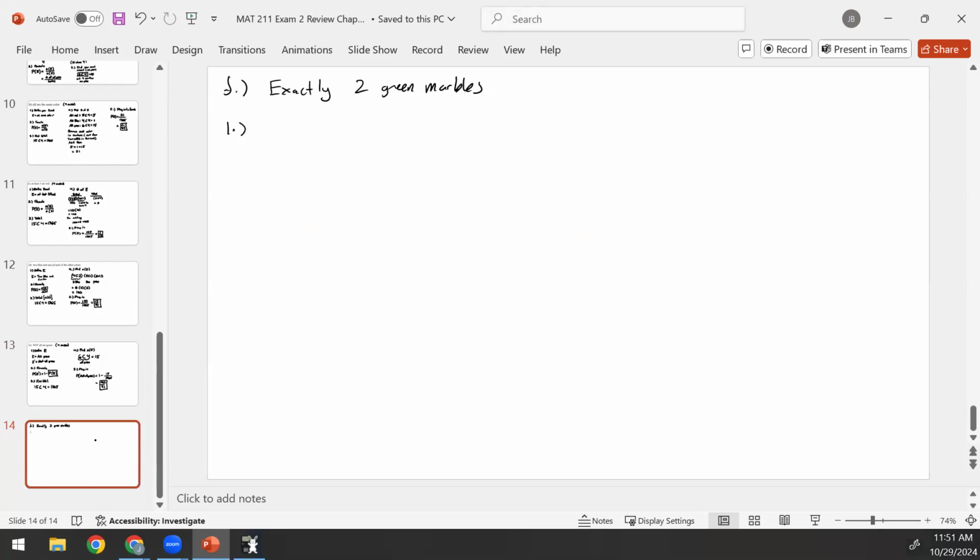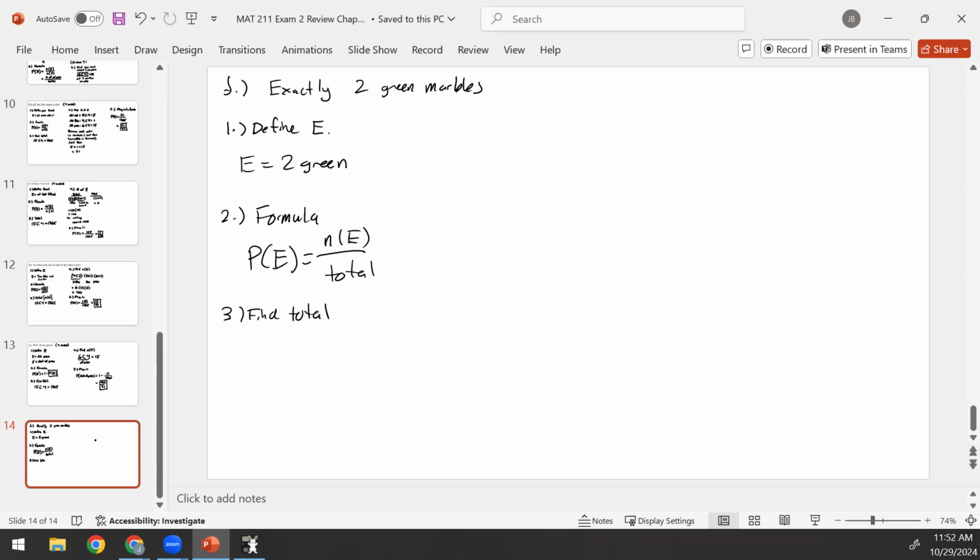So again, step 1 is define E. E is equal to 2 green. Step 2, formula. The probability of E is the number of E over the total. Step 3 is to find total. So what is the total? The total is, well, I'm still doing 15 marbles and I'm still choosing 4. Again, 4 marbles. And so that's 1365. Okay.